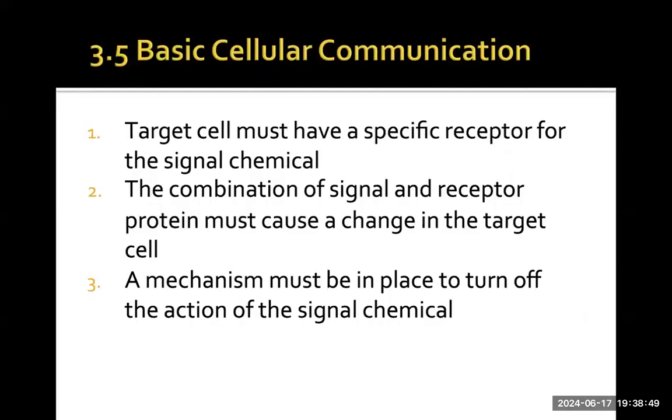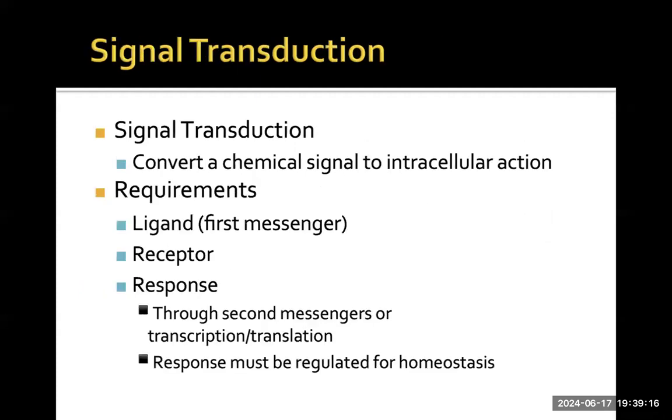Okay, so cellular communication. Cellular communication is really important. All basic communication happens like this. You have a target cell that's going to have a specific receptor for the signal. Then you have a combination of signals and receptor proteins that are going to cause a change at the target cell. And then you have a mechanism that has to be in place to turn off the action of that signal or the chemical. So signal transduction is how you convert a chemical signal into an intracellular action. So a chemical that's coming in into some sort of action that your body is going to do.